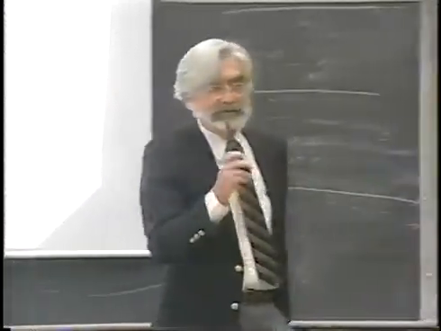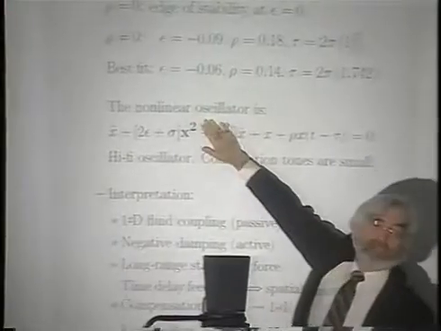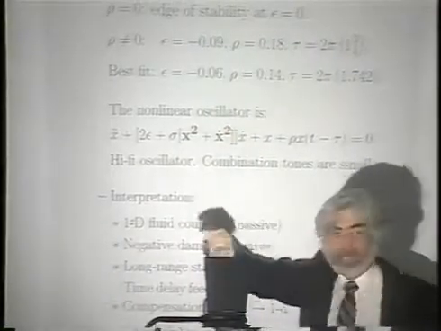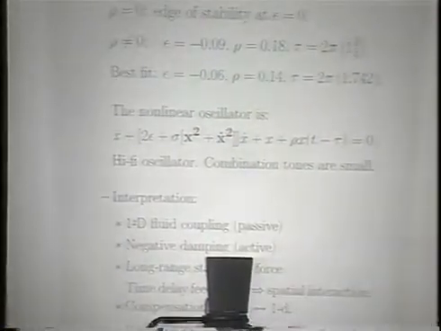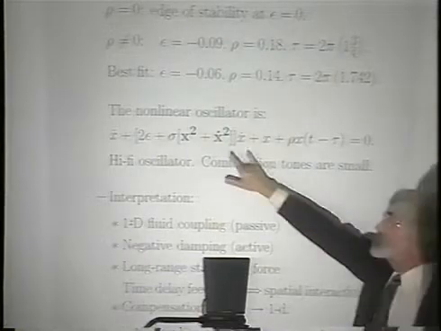So let's do that right now. Let's make the oscillator nonlinear. So here's the oscillator. What Van der Pol might have done is just put in an x squared term in the damping. I'm not going to do that because that generates a lot of combination tones. So I'm going to say what I want is that the damping depends upon the envelope.